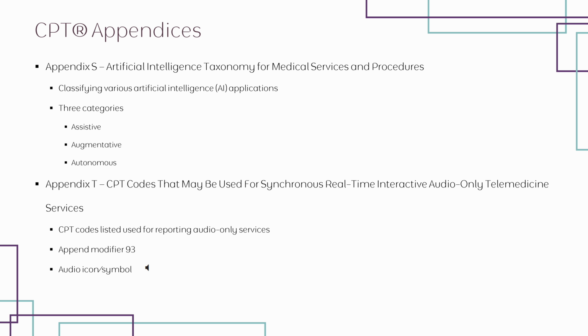Appendix T contains a listing of CPT codes that may be used for synchronous, real-time, interactive, audio-only telemedicine services. These codes are identified when appended with modifier 93, which indicates that the service was performed using audio-only communication technology. You will also see the audio symbol or icon in front of these codes throughout your CPT codebook. As telemedicine continues to grow, this appendix ensures that coders can quickly identify which services are eligible for audio-only reporting.